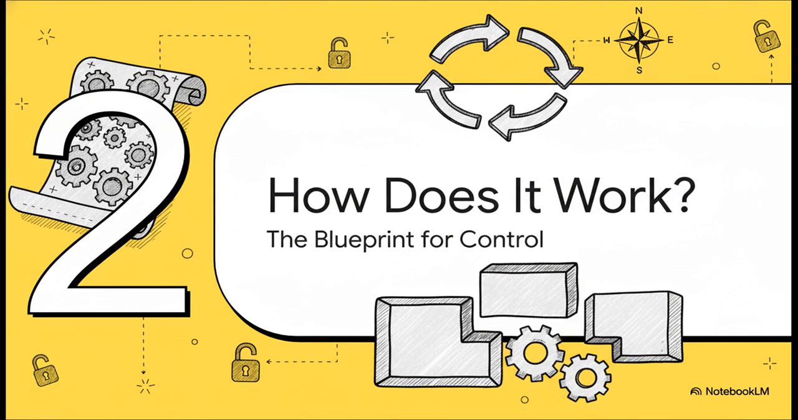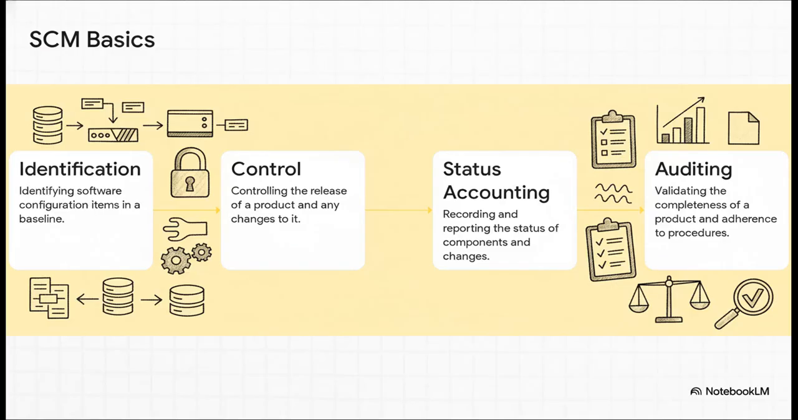Okay, so we've covered the what, but how does it all actually work in practice? Let's take a look at the blueprint for how these systems actually establish and maintain control. Generally, the whole process breaks down into four core activities. First up is identification. That's where you define and label every single piece of your system. Then you have control, which is all about setting up a formal process for how any changes get reviewed and approved. After that, there's status accounting, which basically keeps a running log of every single change and the system's current state. And finally, you have auditing, which is where you check to make sure the system in reality actually matches the plan on paper. You put all those together, and you get a super reliable, trackable system.